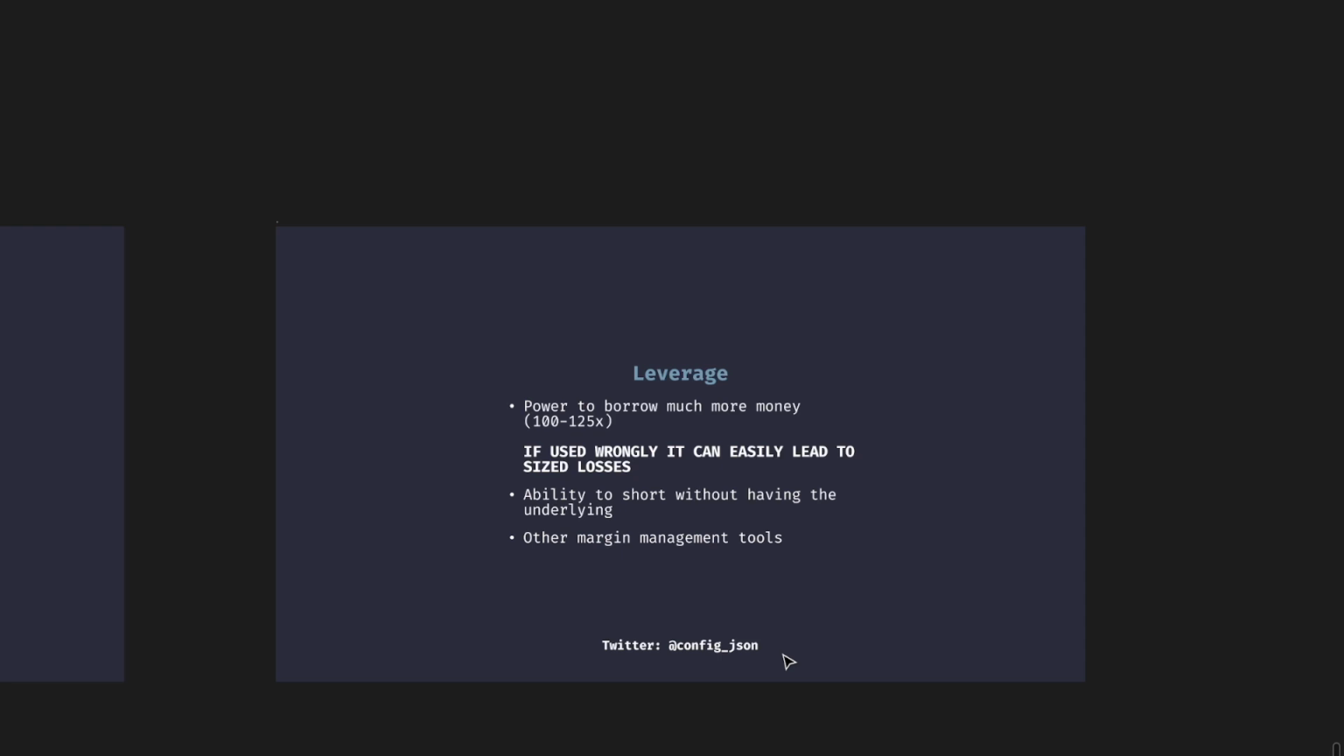So here in this slide are listed the main benefits of leverage. And the first one, again, is the power to borrow much more money, up to 125x. And that depends on the exchange, and that depends on the asset. For example, BTC and ETH will have a higher leverage than other alts. And don't get me wrong, if you use it the wrong way, you can easily lose your money, okay?